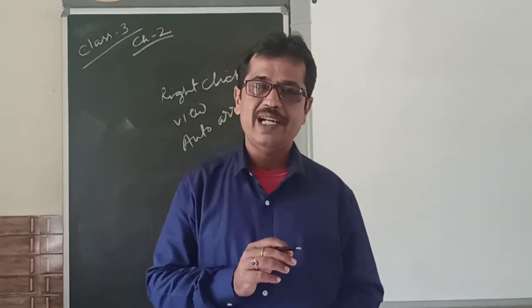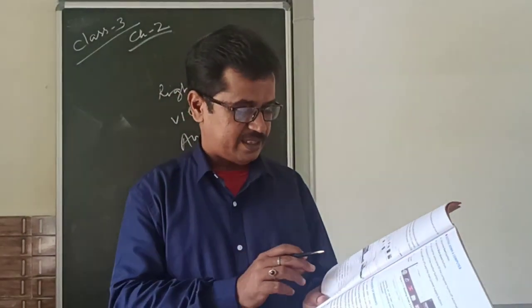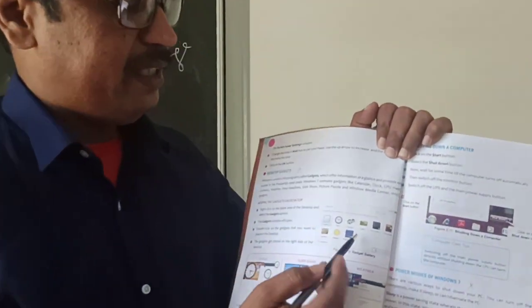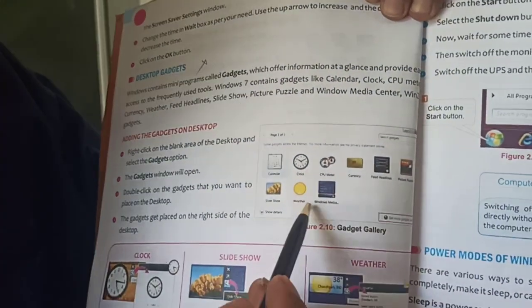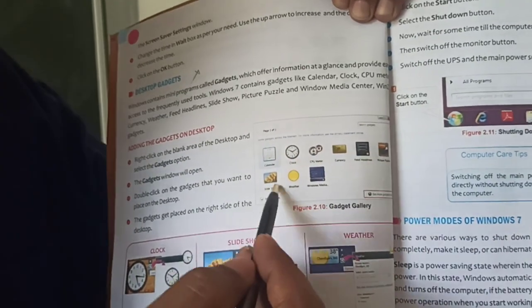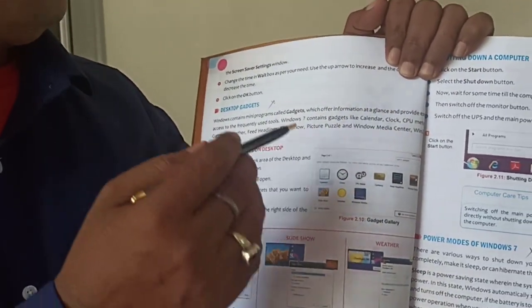Now how to add gadgets? Let me show you some pictures of gadgets. You can see the gadgets picture on page number 24. These are all examples of gadgets. This is a calendar, this is a clock, this is a CPU meter, etc. Now how can you bring these gadgets onto your desktop?